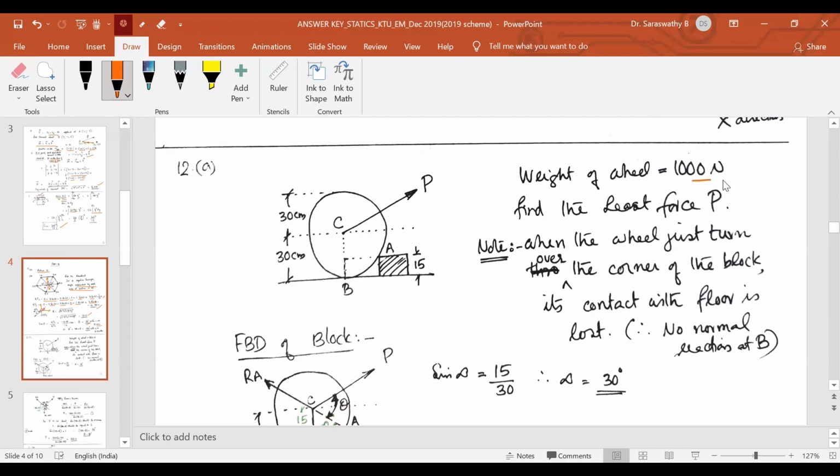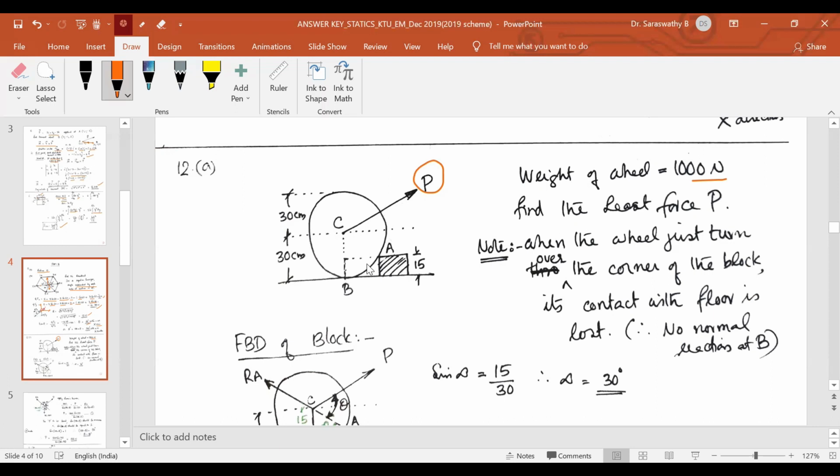Weight of the wheel is given as 1000 Newton. We're asked to find this force. There is an obstacle like this, a block of 15 centimeter height. The radius is 30 centimeter. So the wheel has a radius of 30 centimeter. And what should be this force? The minimum value of this force, so that this wheel moves over this obstacle.